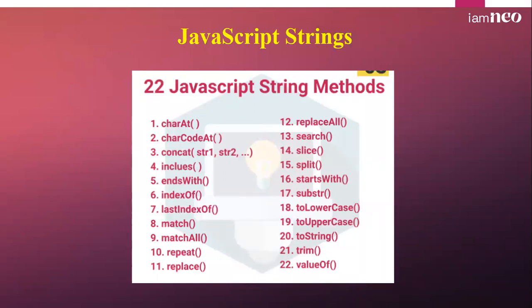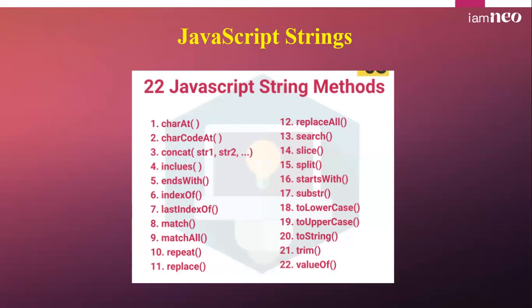Some of the JavaScript string methods are charAt. It will return the character at the particular position number which is given within the brackets. charCodeAt. concat with string 1, string 2: using this function, multiple strings can be concatenated. endsWith: using this function, we can check whether the string ends with the corresponding value given in the brackets. indexOf will return the index number of the corresponding character in the string.